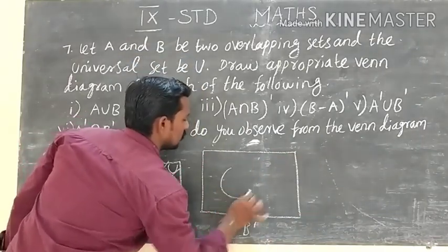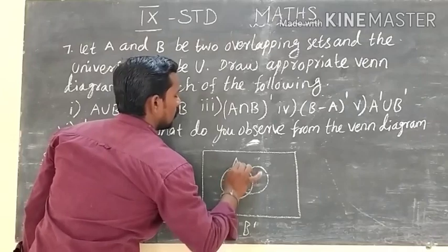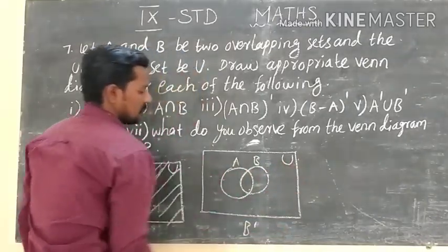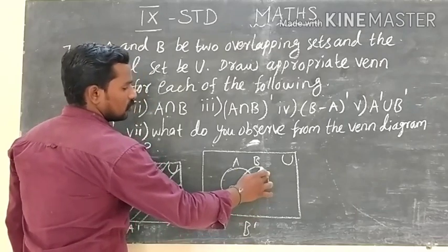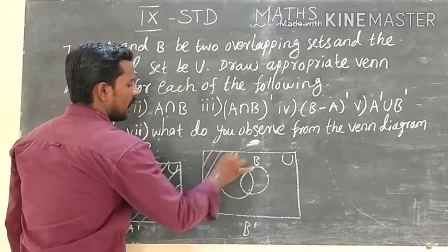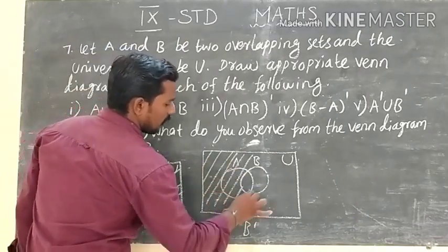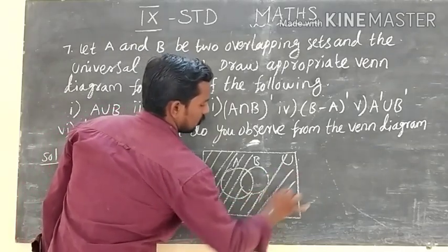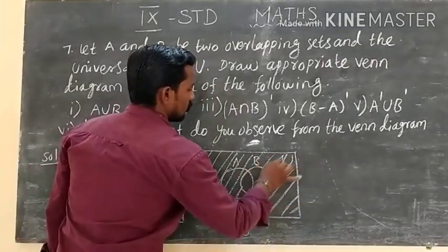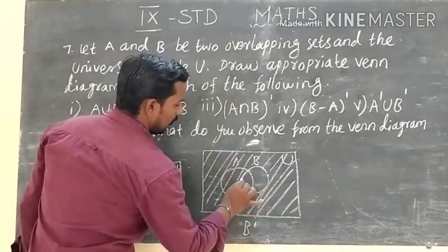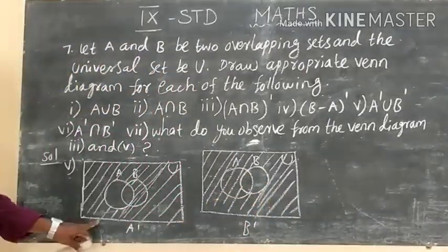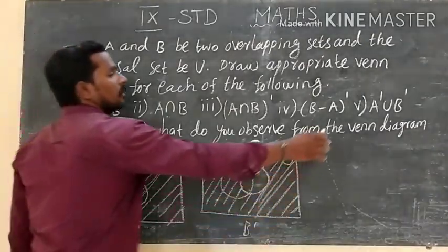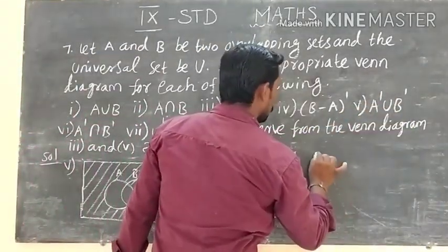B complement. These given two sets are overlapping. Universal set. B complement: omit B now. So in this diagram, come into this line. So now omit only B. Okay, I have understood. Then find A complement union B complement.